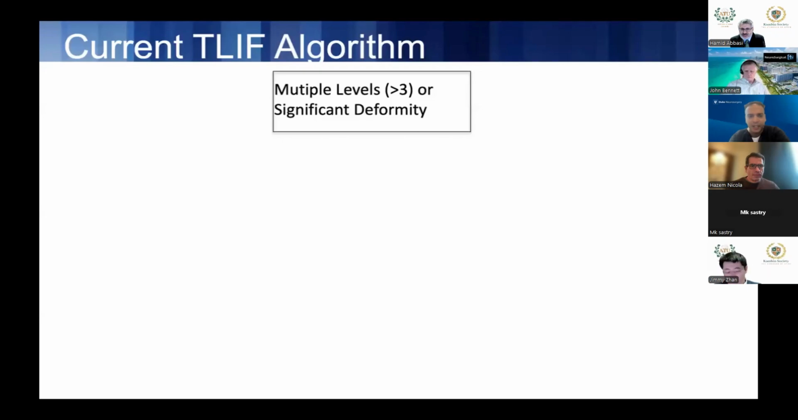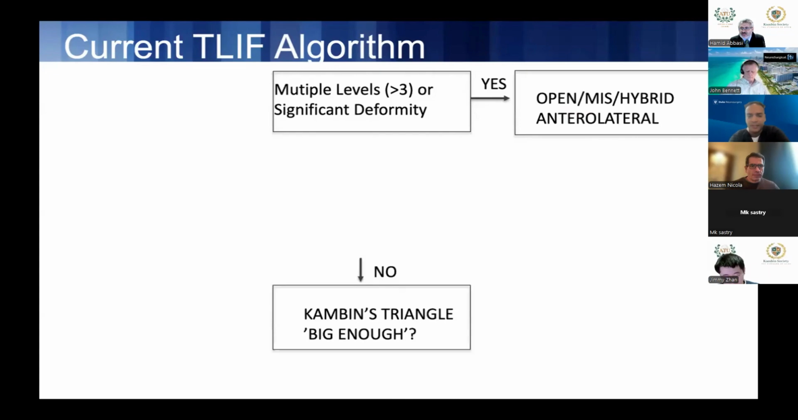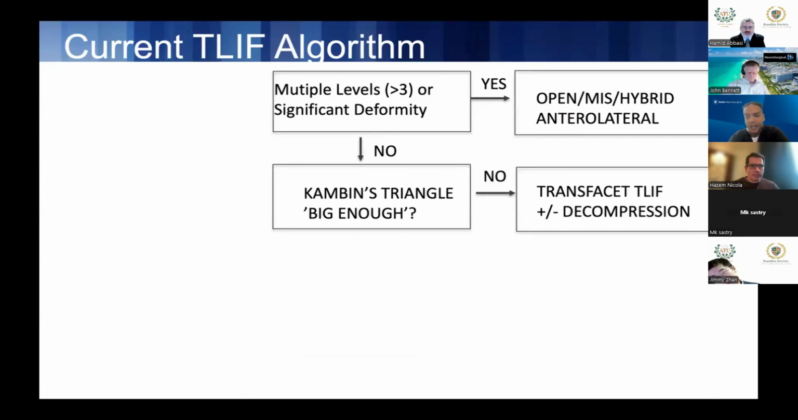So in terms of our current algorithm, I do a lot of ALIFs. I do a lot of laterals. If it's a significant deformity, though, I think that Dr. Hazem's work is great. I think that in most cases, I'm doing either an MIS or hybrid anterolateral approach if it's more than 3 levels. If it's 1 or 2 levels, maybe 3 levels, I'm measuring this Kambin's triangle. And if it's not big enough, then I'm going to have to use the transfacet pathway, which Dr. Abbasi talked about, plus or minus a decompression if I need to do a direct decompression.